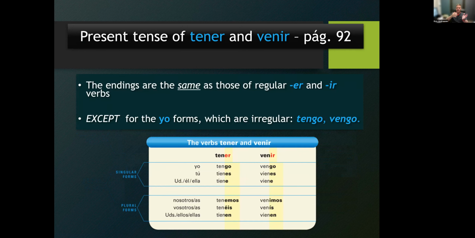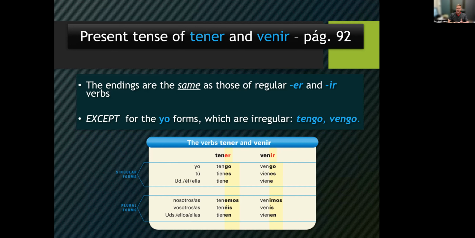Notice that the endings are the same as the regular endings. So it's irregular because of the yo form, which has a GO. And that's just based on archaic pronunciation. It sounded weird to someone to say teno. And so they stuck a G in there because that was the way it was pronounced in old vulgar Latin. And here we go, okay?